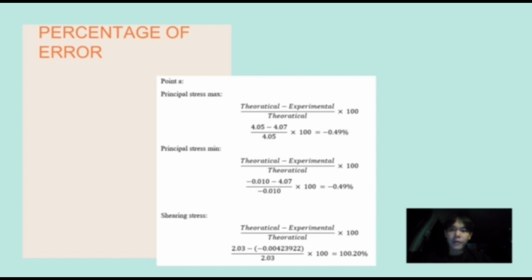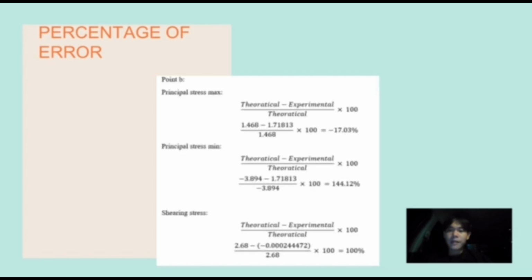We have point A, which is principal stress max. To calculate the percentage of error is theoretical minus experimental divided by theoretical times 100. So for the principal stress max is negative 0.49% percentage of error, while the principal stress minimum is negative 0.49%. For the shearing stress it is 100.20%.